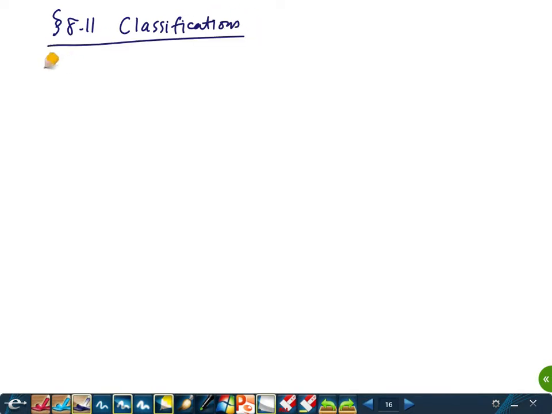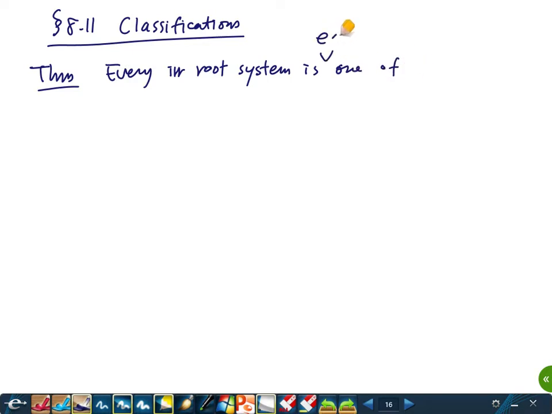So, theorem. Every irreducible root system is exactly one of the following, of course, up to isomorphism.